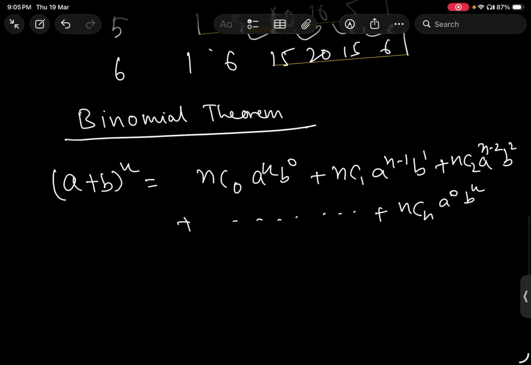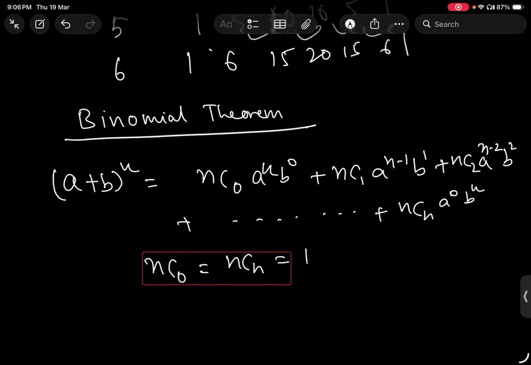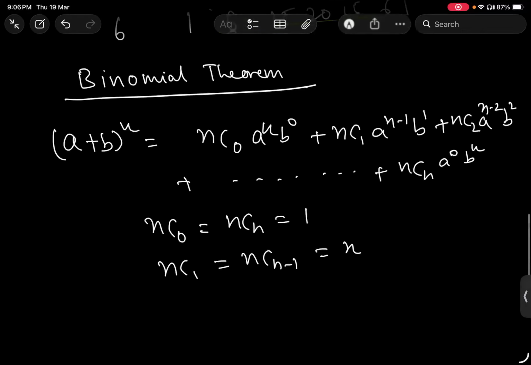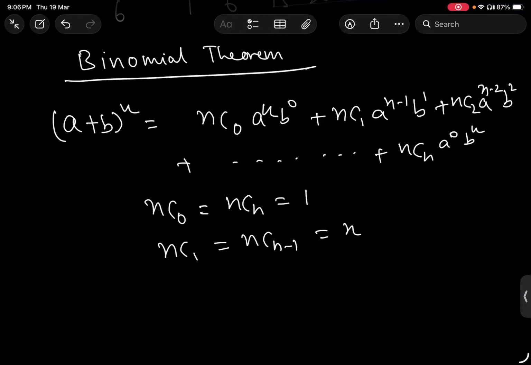Okay. And here we know that nC0 and nCn equal 1. nC1 and nC(n minus 1) equal n. And nCr can be written as factorial n divided by factorial r and factorial n minus r.